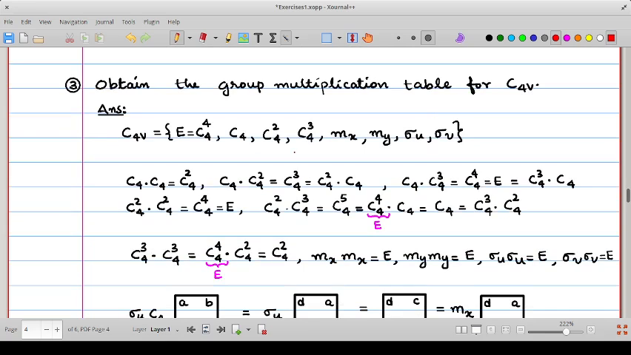Now question number 3. Obtain the group multiplication table for C4v. Now the group C4v has the following elements. The identity element, which is also equal to C4 to the power 4, C4, C4 square, C4 cube, which are rotations, and Mx, My, they are reflections about the planes, and sigma u and sigma v, they are also reflections.